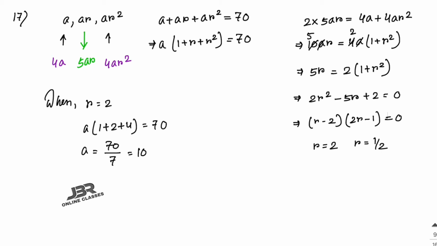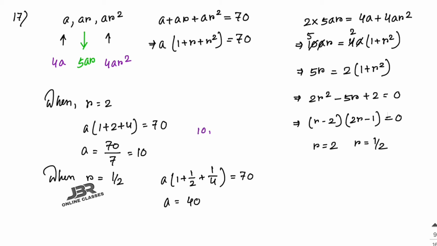And when r equals half, then a into 1 plus half plus 1 by 4 equals 70, and in that case a equals 40. Now you have to write the numbers. When a equals 10, the first number is 10, the second number is 20, and the third number is 40. And when a equals 40, the first number is 40, the second is 40 into half, which is 20, then the next one is 10. So these are the three numbers.